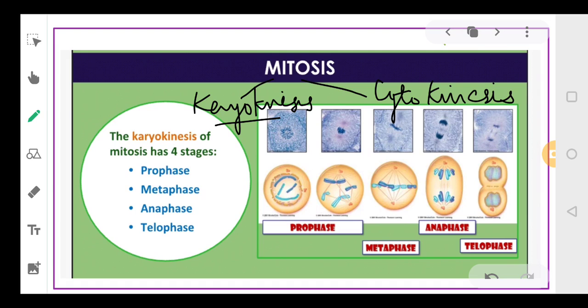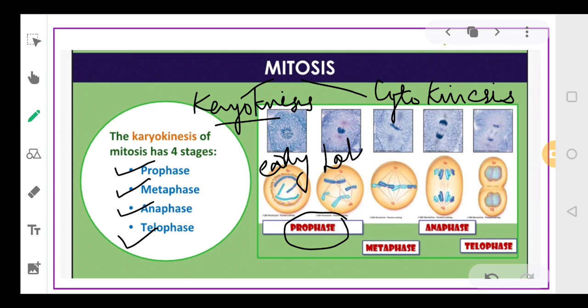Now here, karyokinesis can be further divided into four stages. One is prophase, second is metaphase, third is anaphase, and the fourth is telophase. Now just look at the picture also. This is early prophase, and this is late prophase. Then the second phase is metaphase, third is anaphase, and fourth is telophase.